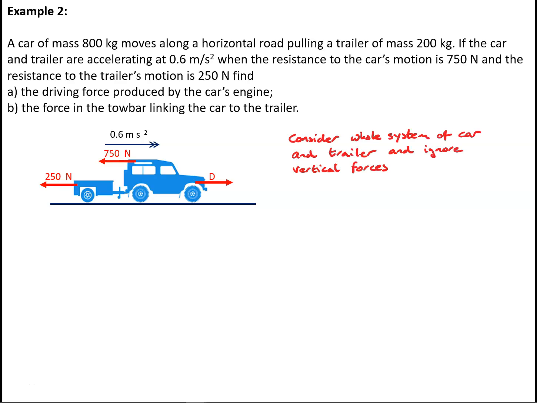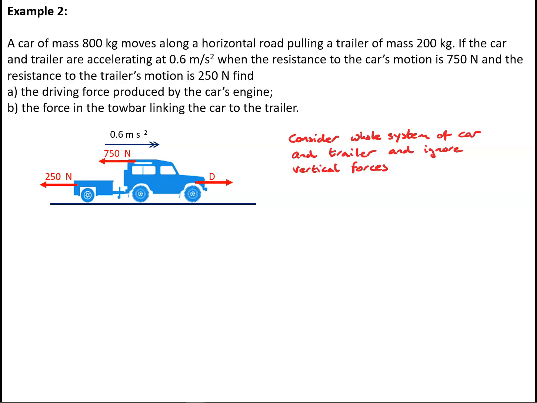Now again, just to emphasize, at this stage we are only considering the whole system of the car and the trailer. Because we're considering the whole system of car and trailer, we don't need to worry about the force in the tow bar, because that is an internal force. The car is going to be experiencing an internal force to the left from the tow bar, whilst the trailer is going to be experiencing an internal force to the right along the tow bar. These are equal and opposite by Newton's third law, so we don't show them on the combined system.